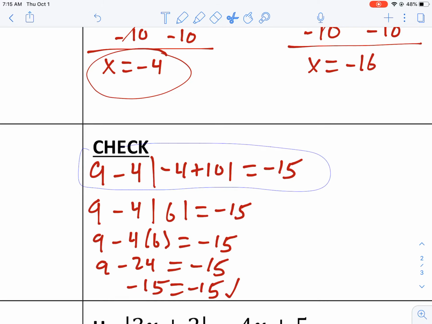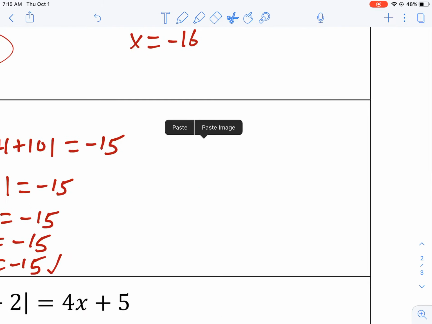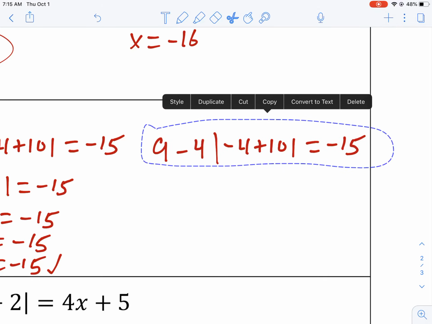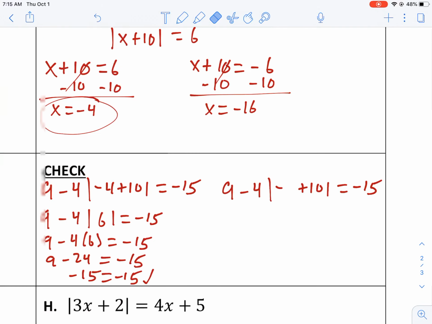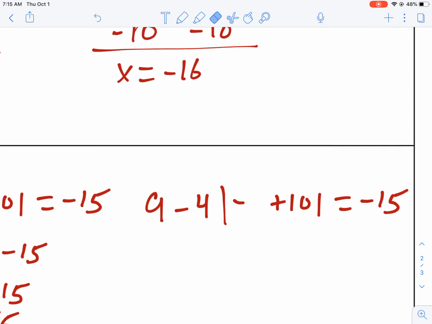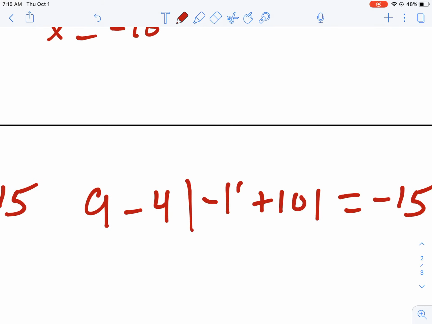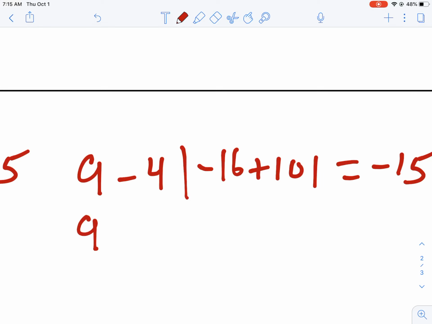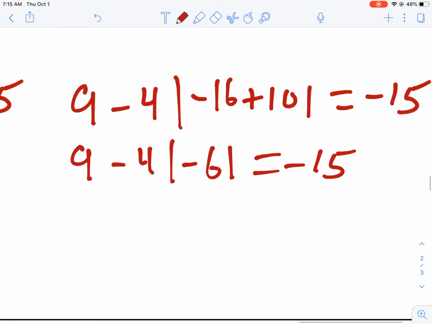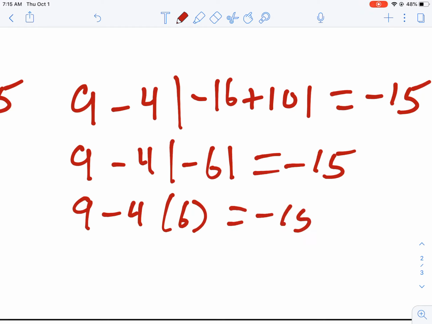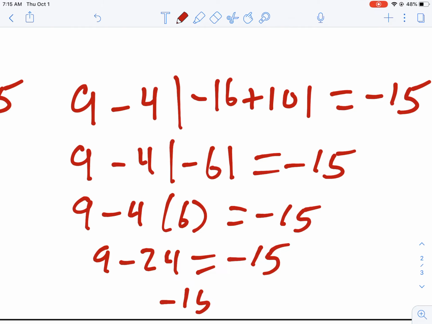Now I'm just going to copy this over because we're doing the same thing here, except now we're plugging in -16, all right? So -16 plus 10, that's -6. The absolute value of -6 is +6. So -4 times 6, that's -24. And again, 9 minus 24 is -15. So again, both solutions worked here.